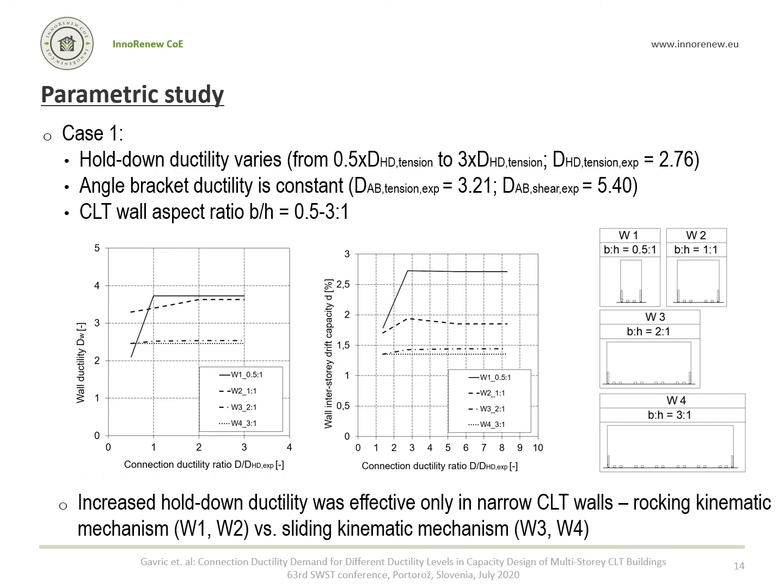We performed 3 cases on 4 different wall geometries with different aspect ratios and numbers of connections, presented in the right-hand side figure. In case 1, we varied hold downs ductility while brackets ductility in both directions was constant. In this case, increased ductility of hold downs was effective only in narrow CLT walls, W1 and W2, due to the predominant rocking kinematic mechanism, compared to walls W3 and W4, where the sliding kinematic mechanism is prevailing.